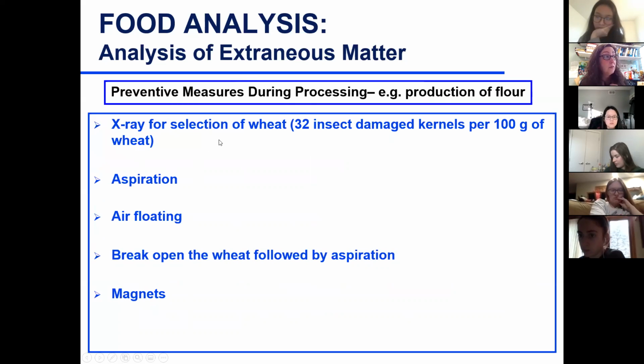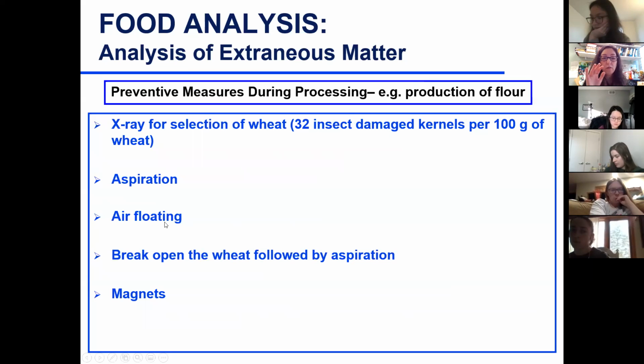Preventative measure, X-ray is preventative. So you would count how many insects are damaged. Per 100 grams, you're allowed 32. You can prevent a lot of insects by aspiration, so blowing air, and light insect fragments, rodent hair, and light filth basically will be blown off.